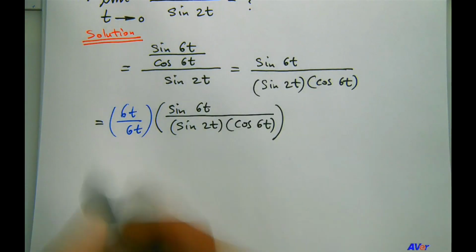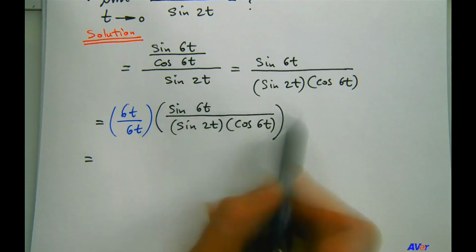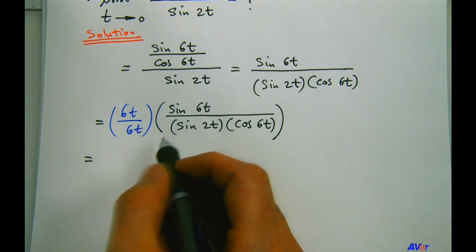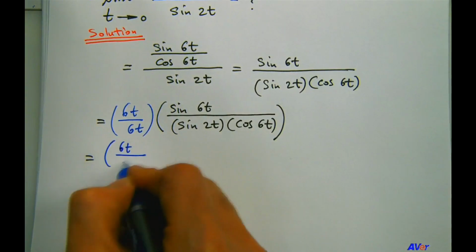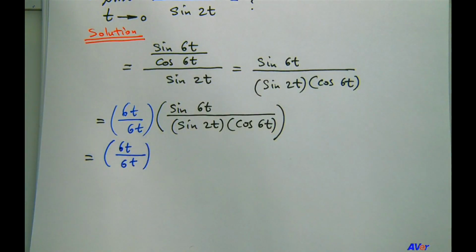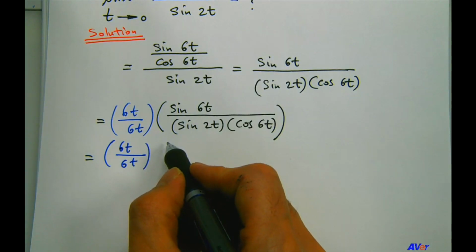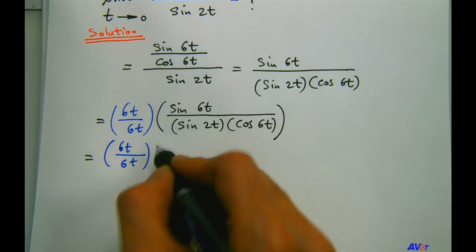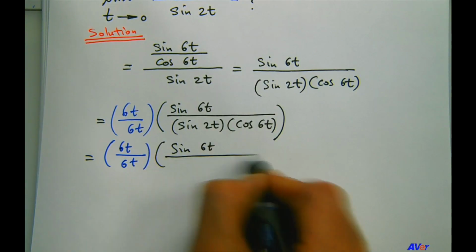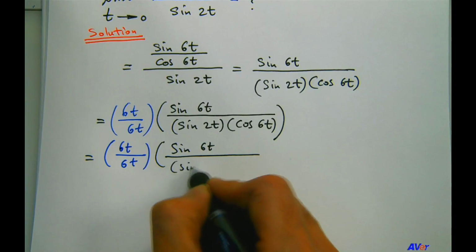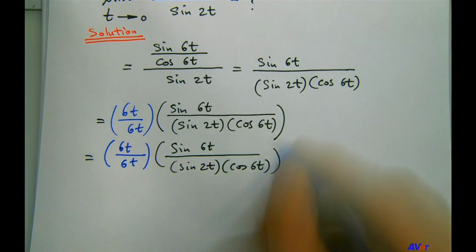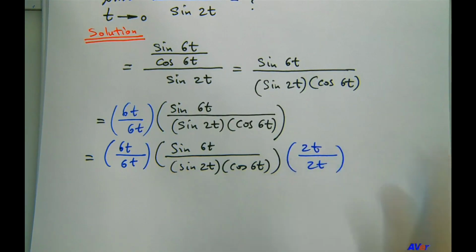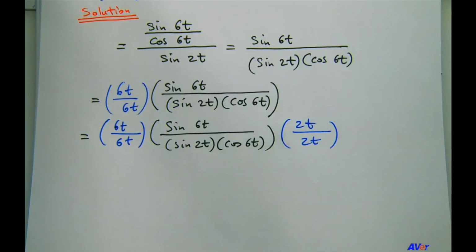So let's multiply this whole expression by 2t over 2t. Once again, I'm going to keep these in blue because that's what we're introducing into this expression. So times sine of 6t divided by sine of 2t times cosine of 6t times 2t divided by 2t. We need that argument as well because it's there.